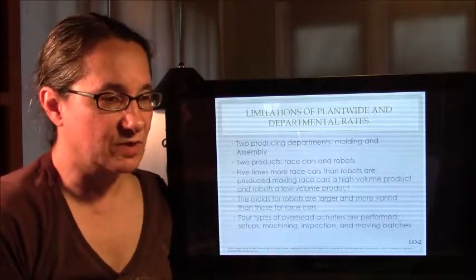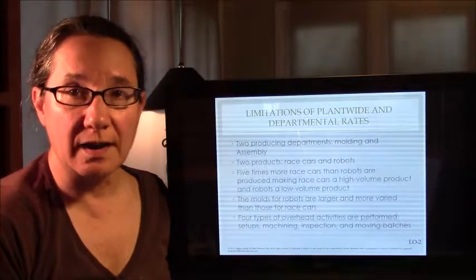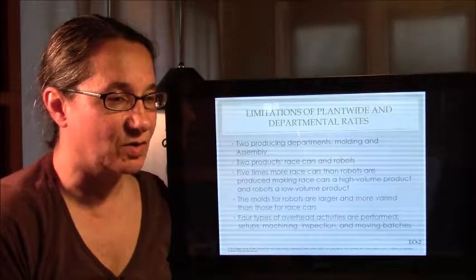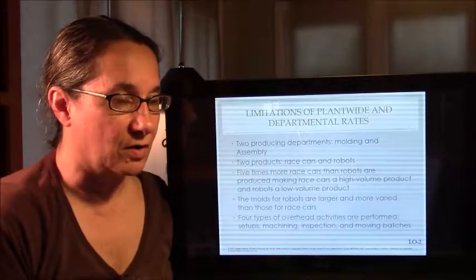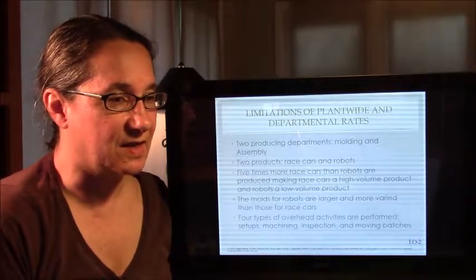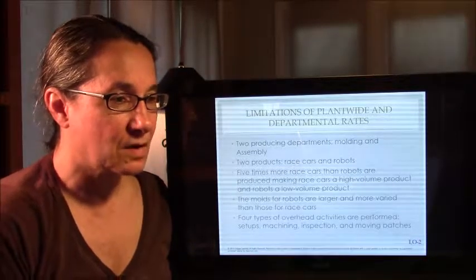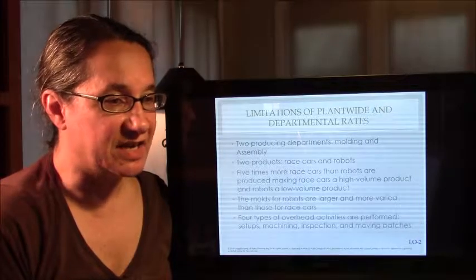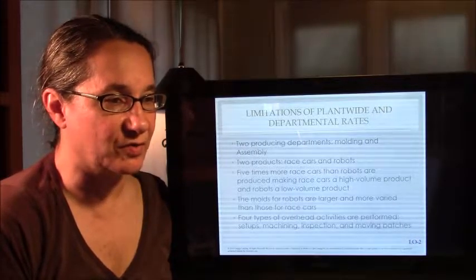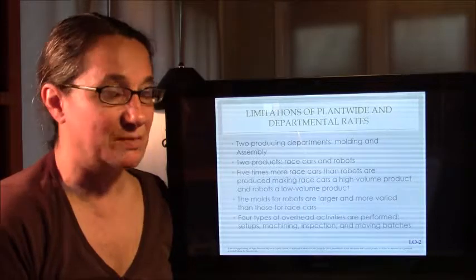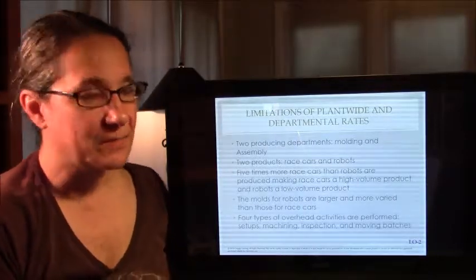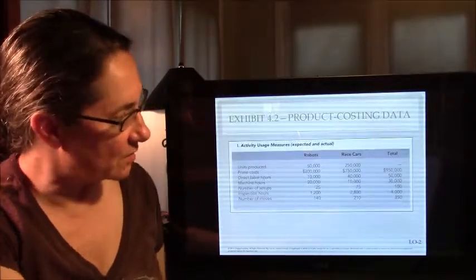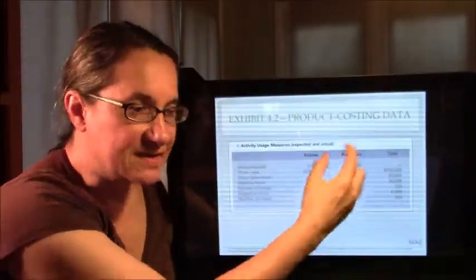So how does this work if we just lumped it all together plant-wide? That doesn't seem fair. Maybe if something's volume driven, it'll be unfair to robots, whereas if something is driven by machining and inspection and moving batches, where you've got those varied and large molds, maybe robots cost more. So we need to think about what we're going to do here, right? If you look, you'll see they're very different, right?